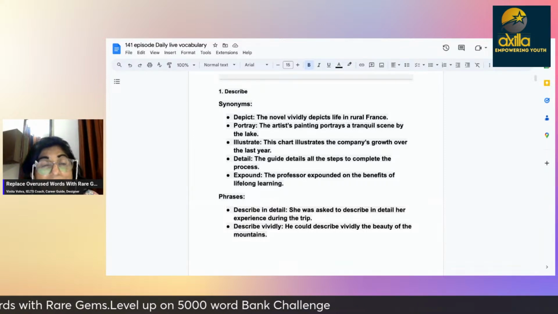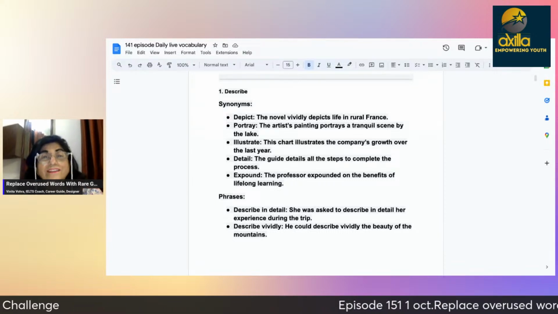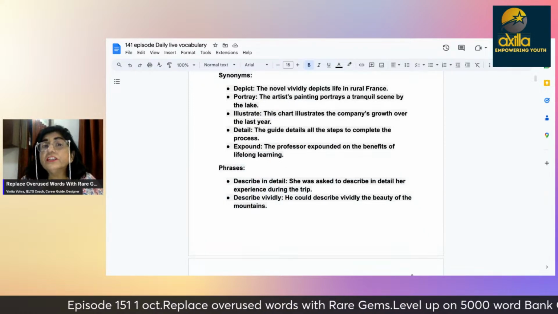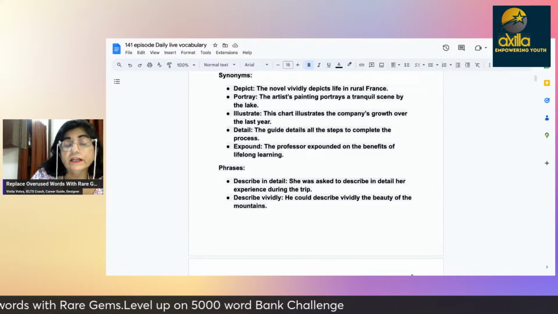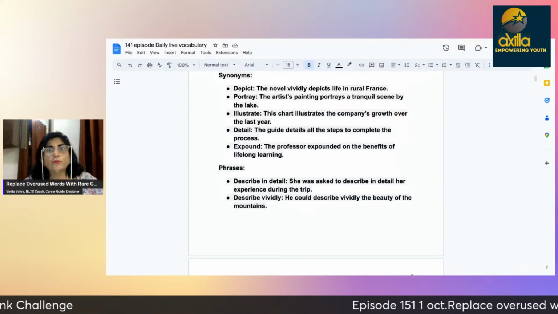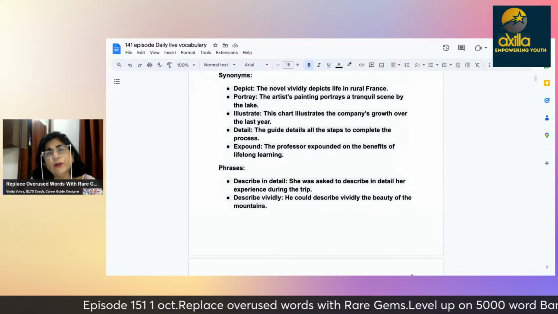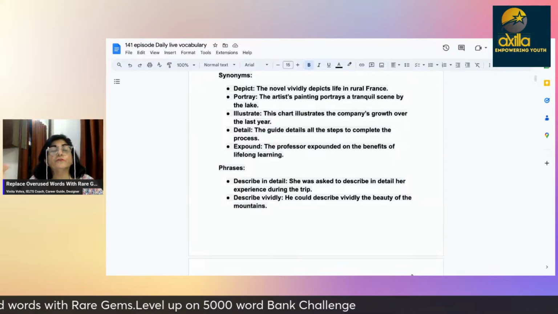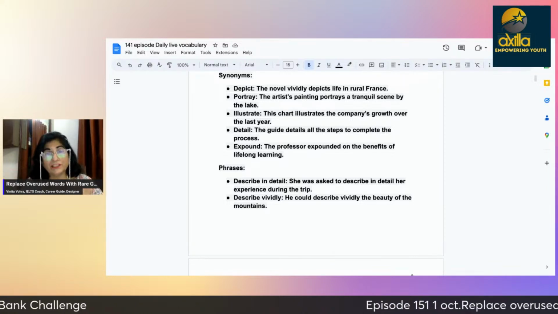Next is illustrate. This chart illustrates the company's growth over the last year. Okay? So what will you do? This chart describes the company's growth over the last year. You see, they're exactly synonymous. But illustrating is more than describing. Why? Because illustrate, you could depict it, you could show it, maybe you could give visuals about it. Describe basically applies mainly to text, the words. But when you talk of illustration, we talk of giving examples, even visually or textually, right? Words or pictures, both.